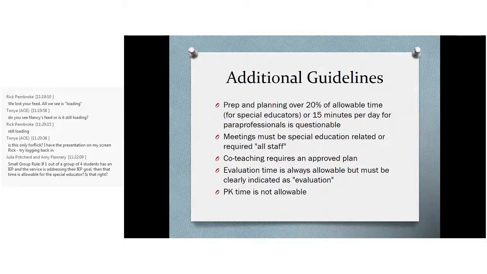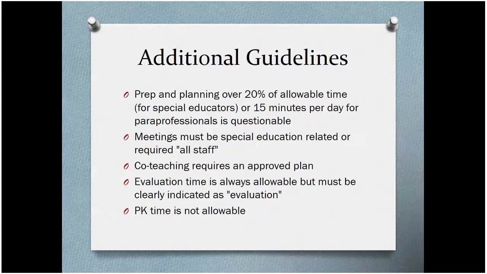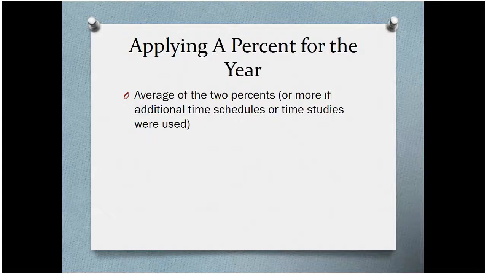There is something in the rules that says when a meeting is required of all the staff in the school, then that can be charged to special ed for the special education staff. There's a rule about co-teaching and requiring an approved plan, and some details about that in the guidance. Evaluation time is always allowable. Often I see things that say testing. Evaluation needs to be clearly indicated as evaluation so it's not confused with other types of tests that may be going on. And pre-K time, we don't include that in allowable K-12 time. Sometimes people are serving early education students as well as older students. So here's where the goal is getting to 1% for the year.